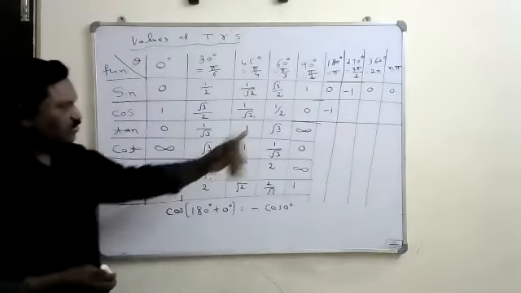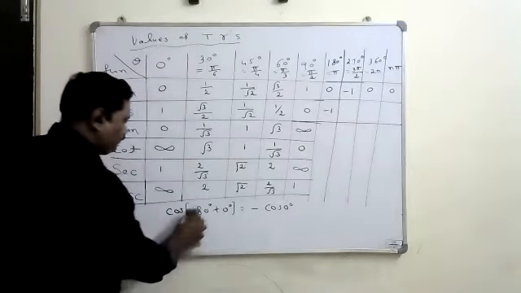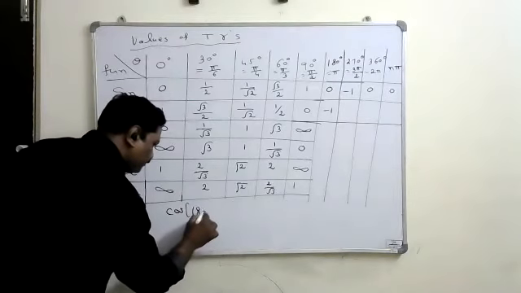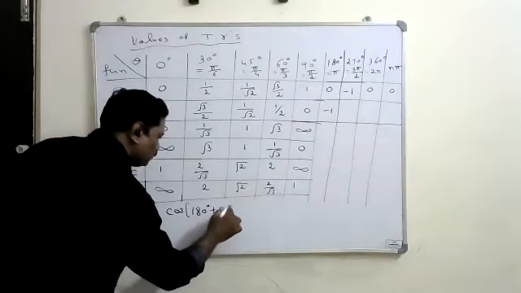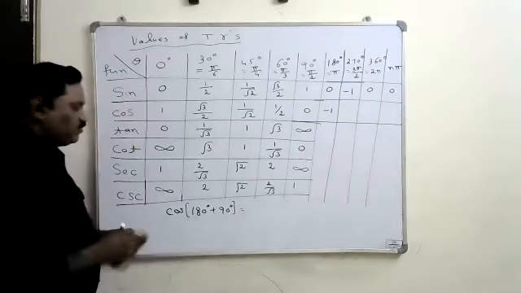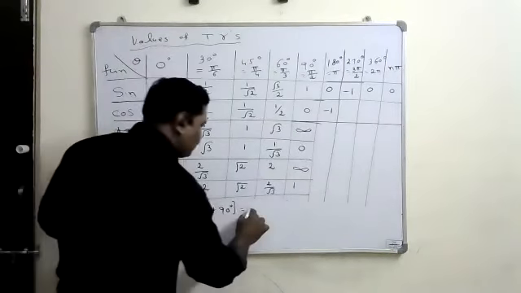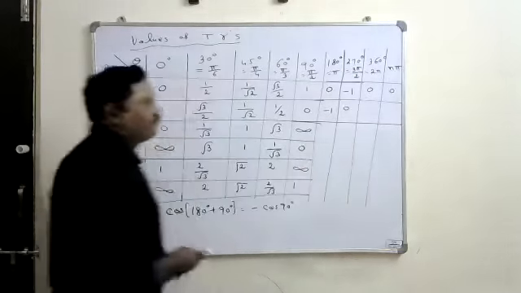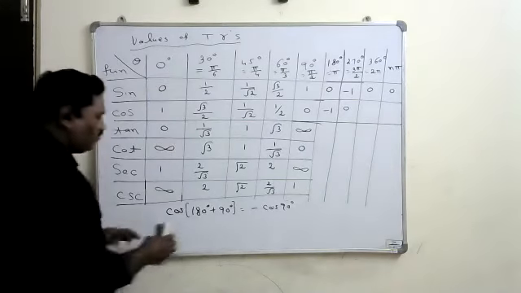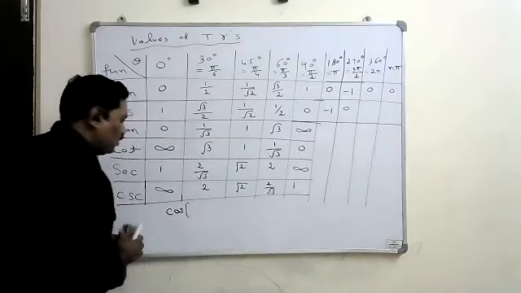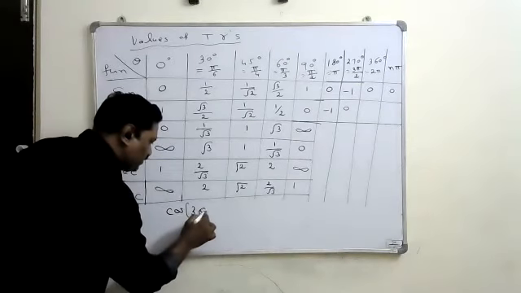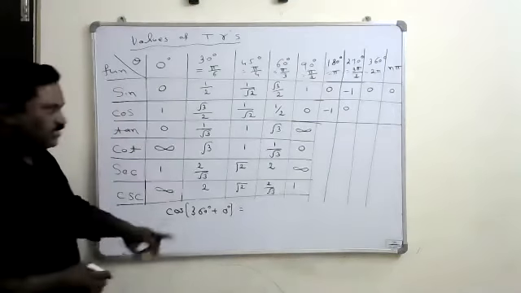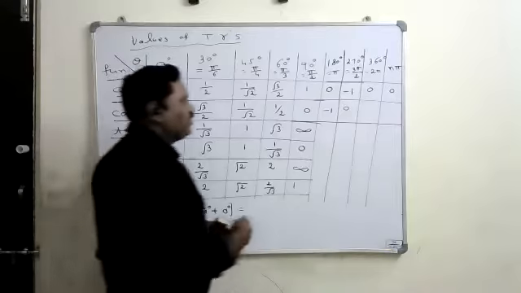Remember that. Next, I want to calculate cos 270. So 270, I can also write as 180 plus 90. That is minus cos 90. Cos 90 value is 0, therefore this is 0. Next, I want to find the value of cos 360. 360 I can also write as 360 plus 0, so that is cos 0. Cos 0 value is 1.